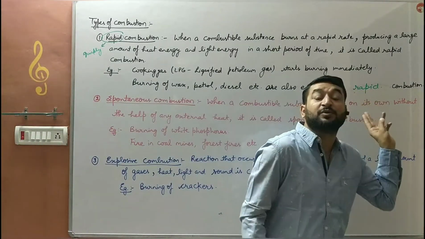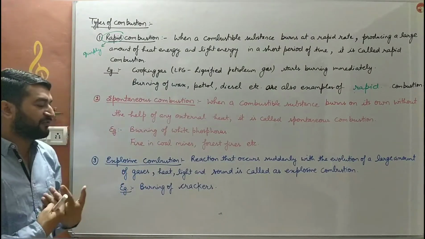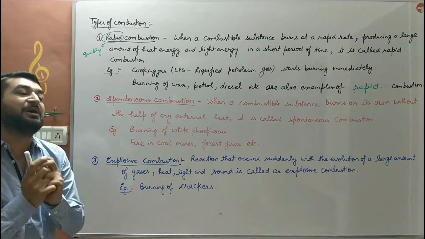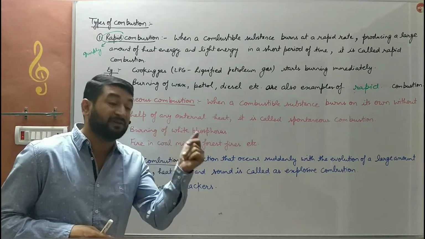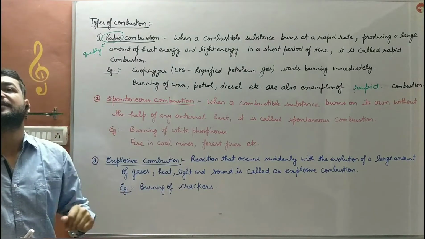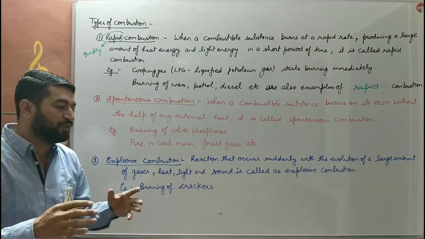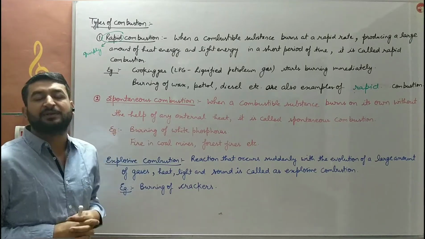Actually, in the initial phases, it was written here incorrect. Rapid combustion is the type of combustion in which a combustible substance burns to produce heat and light energy very rapidly, very quickly. For example, burning of LPG, burning of petrol, diesel, wax, they burn at a very rapid rate.